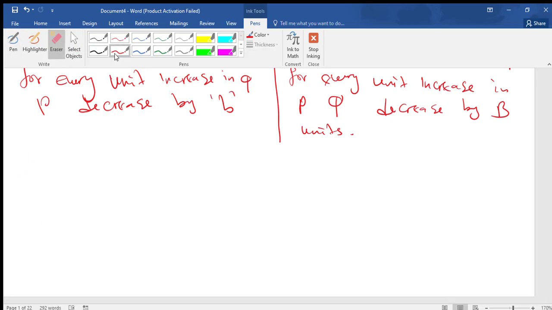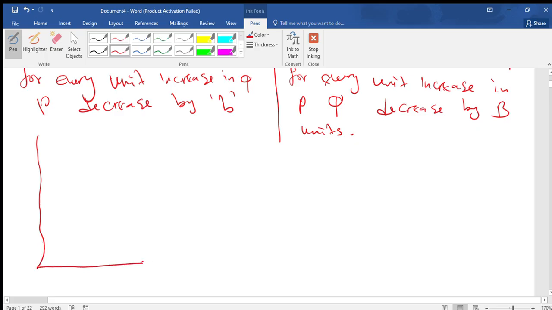Okay, so we have the y-axis, which will be represented by the price, and the x-axis will be represented by the quantity. Since this is a negative slope, you are expecting the curve to move in that direction.